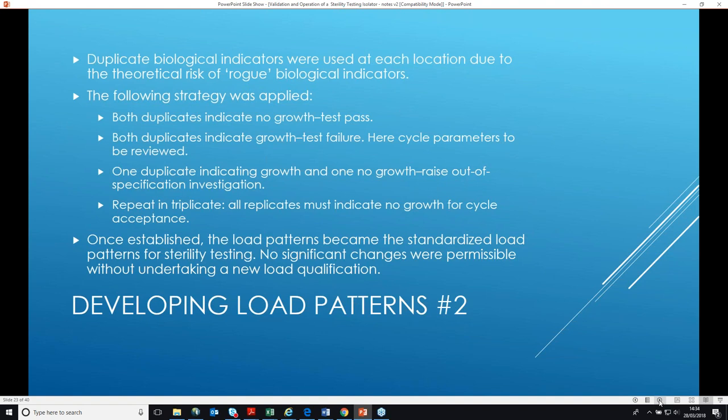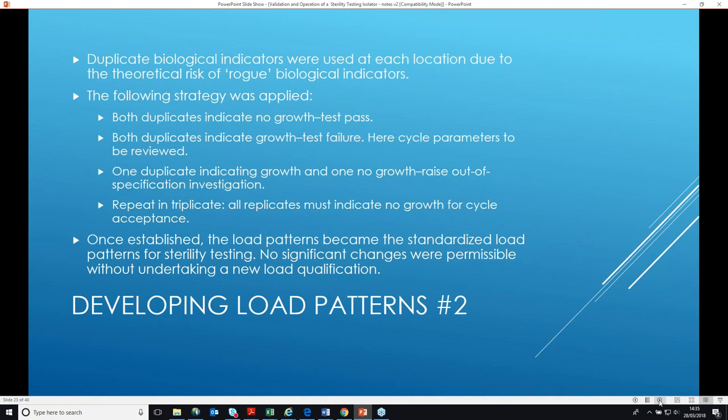Now, the manufacture of biological indicators is a very imprecise task. It's akin to bucket chemistry. And it's not impossible for multiple layers of spores, other organisms, or general debris to also pile onto the carrier. So it could lead to some spores not being exposed to the surface disinfectant, thereby leading to a false positive result. So in this case study, which used duplicate biological indicators, the following strategy was adopted.